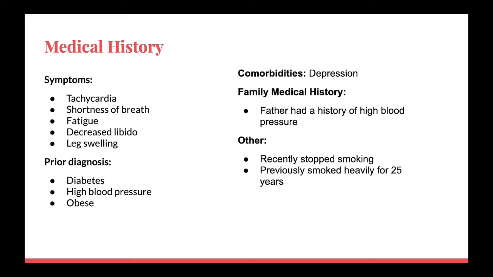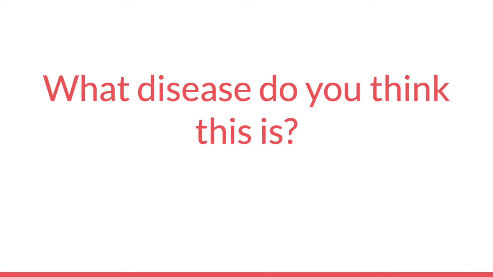He was previously diagnosed with diabetes, high blood pressure, and is obese. His family has a history of high blood pressure, and he used to smoke 15 cigarettes a day but has recently quit. After admission, he is found to have tachycardia, a BNP of 899, and his left ventricular ejection fraction is calculated at 15%. What disease do you think this is? He has been diagnosed with dilated cardiomyopathy.